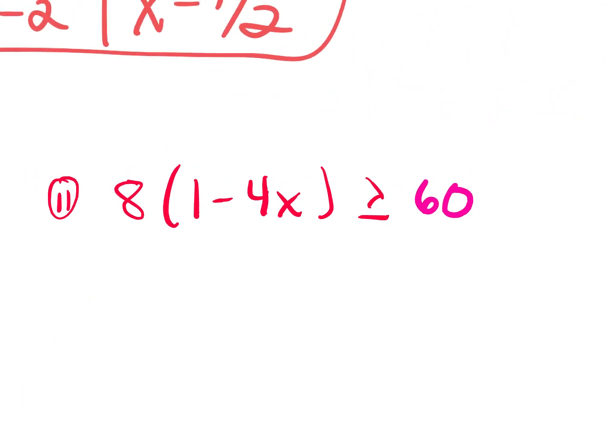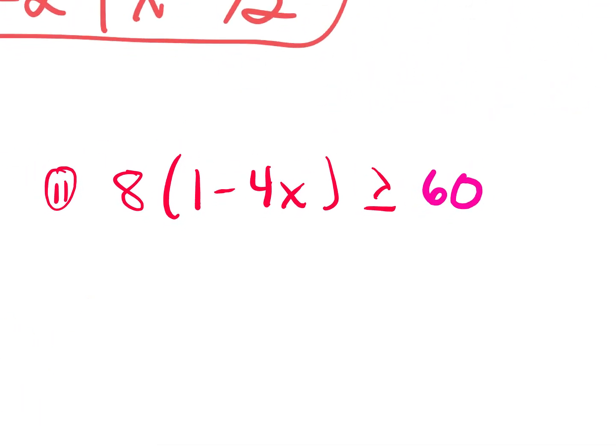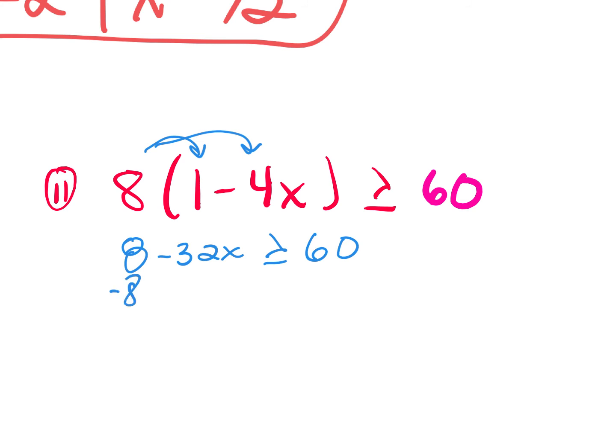All right, we go over here to this one. Again, same thing. We want to solve our inequality. So I'm going to first distribute my 8. So 8 times 1 is 8. 8 times negative 4 is negative 32x greater than or equal to 60. I'm going to subtract 8 from both sides. We get negative 32x greater than or equal to 60 minus 8, which is positive 52.